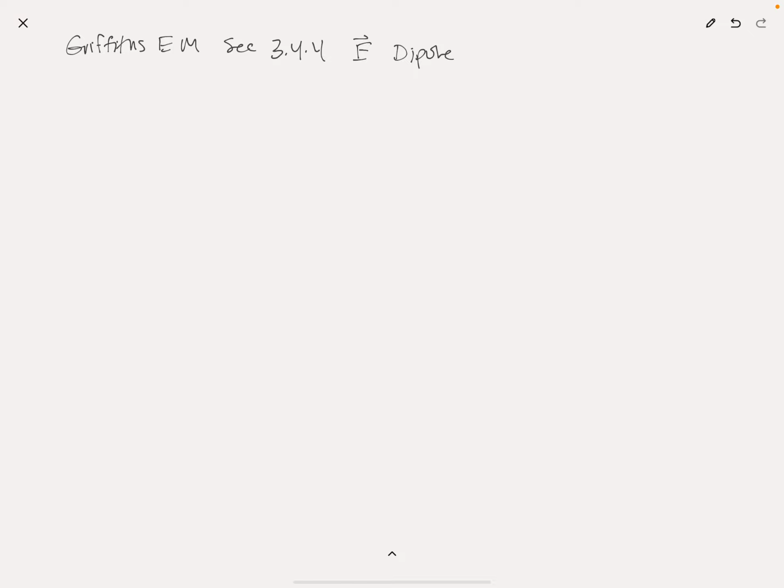This is E&M section 3.4.4, the electric field of a dipole. So far we have only talked about dipoles or multipoles in the context of the potential. We have written the dipole potential as something that depends on how far away I am from my dipole and an angle of orientation. Okay, we can discuss more about that.